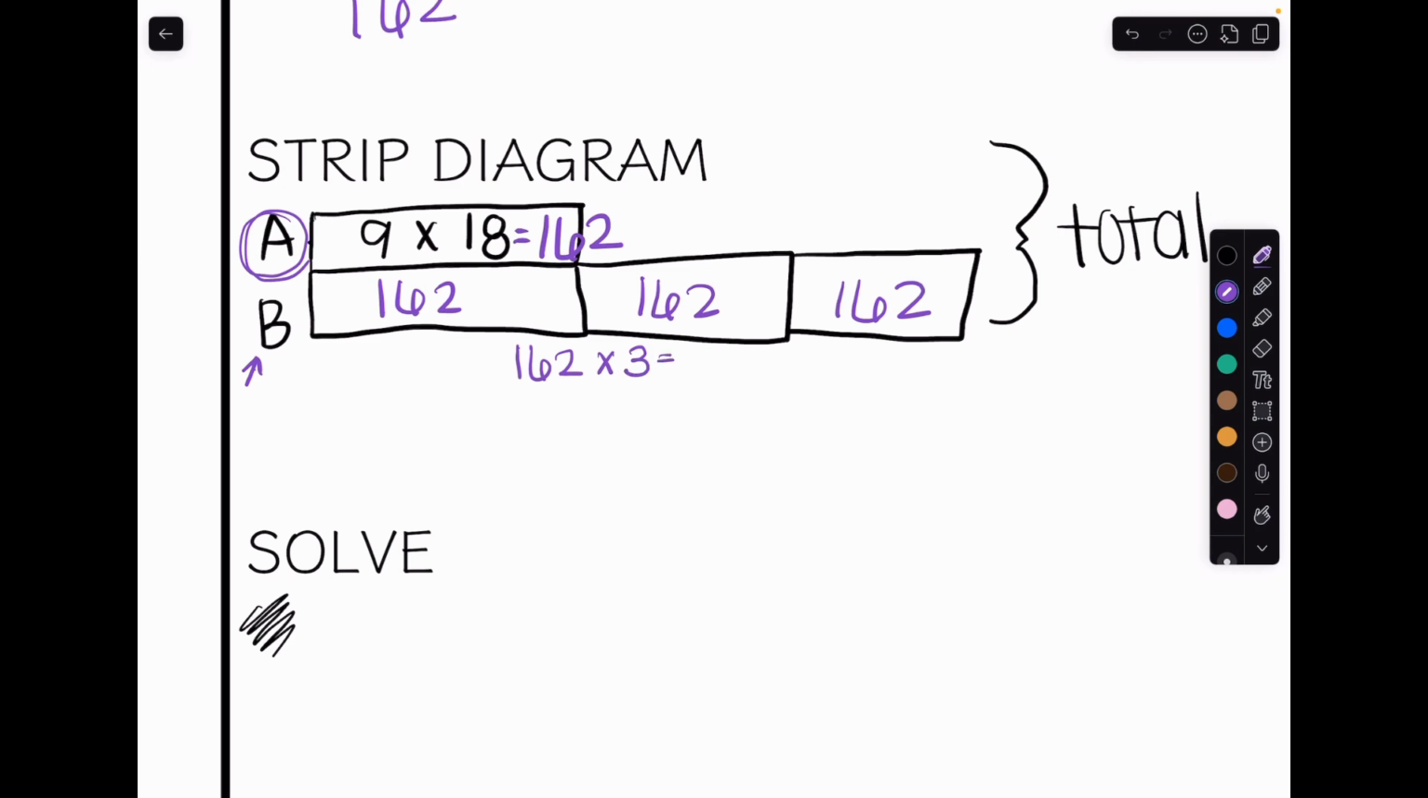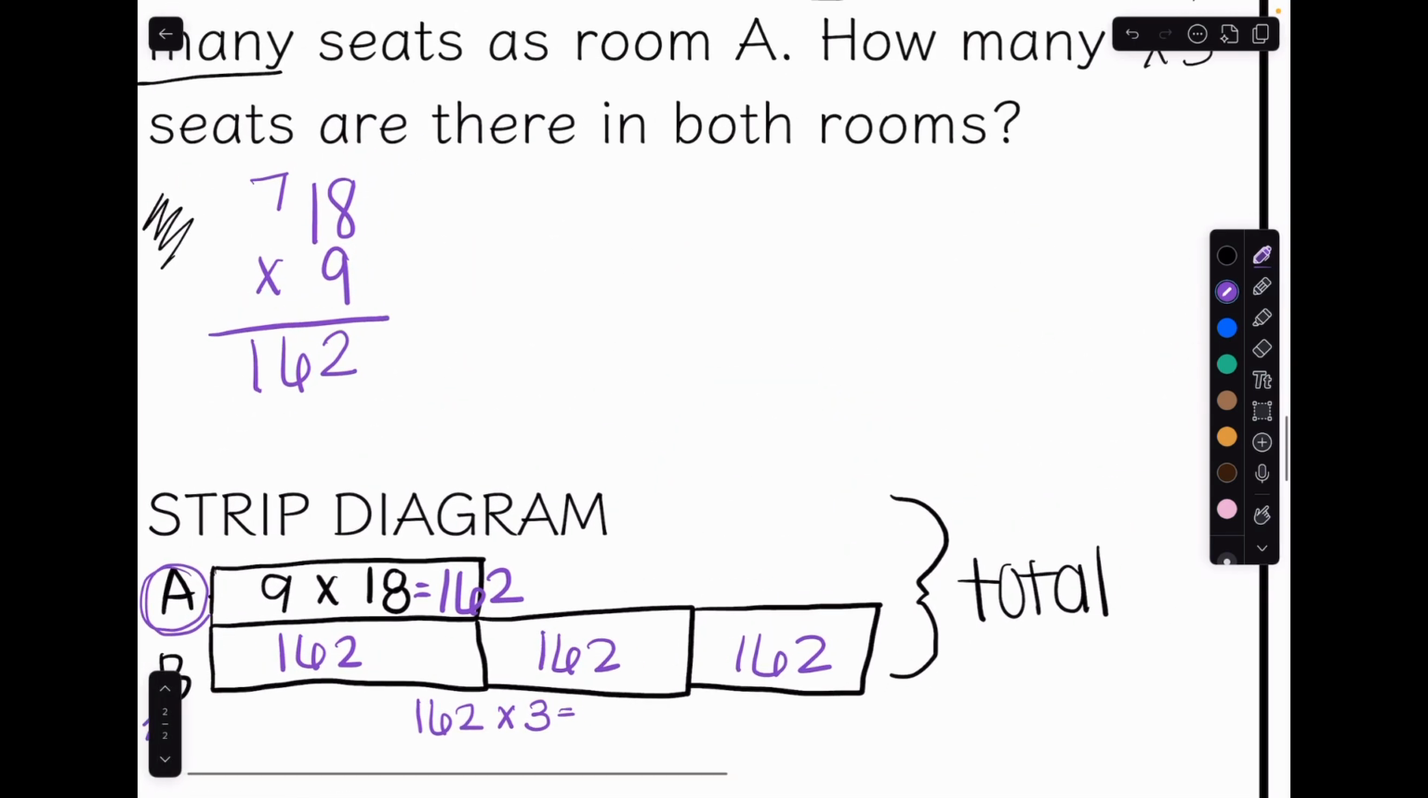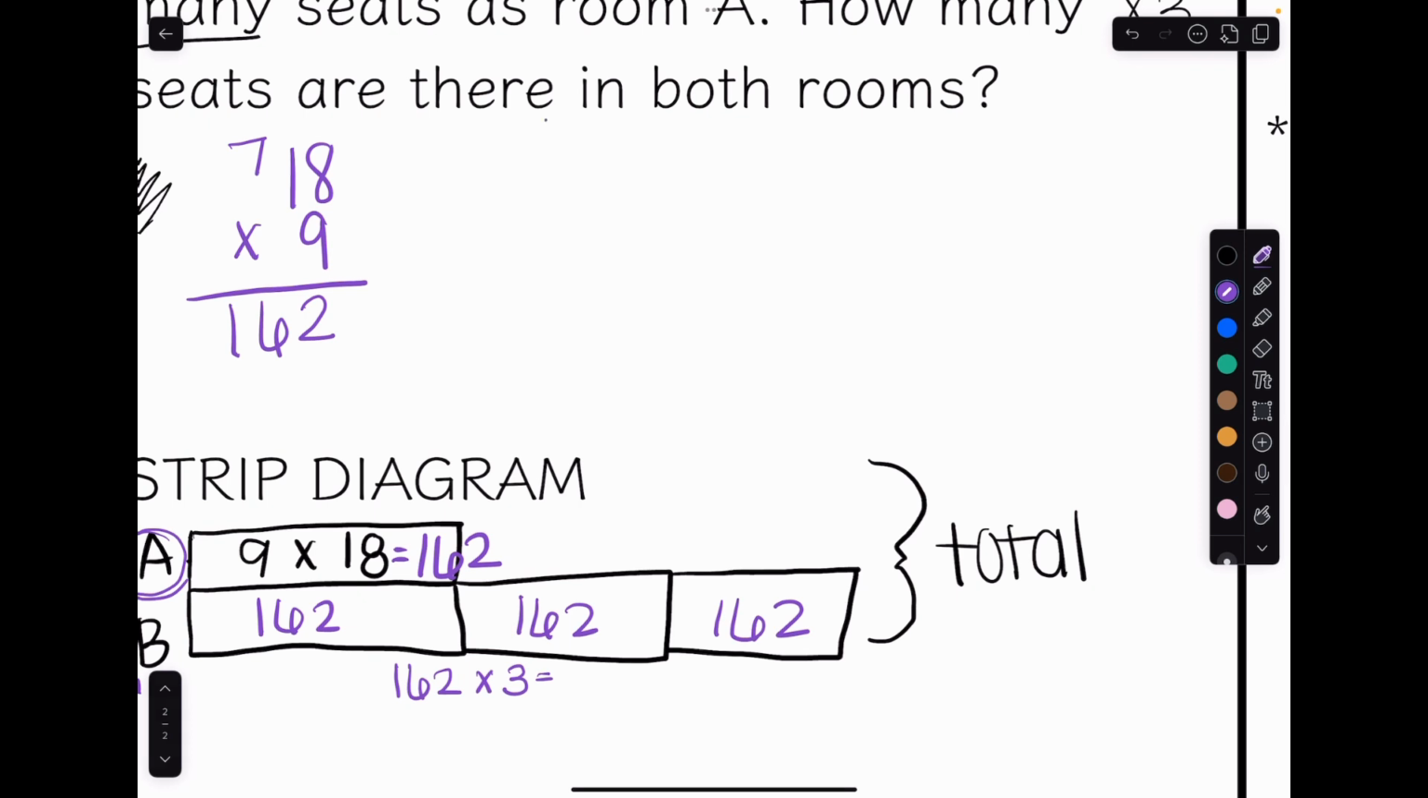All right. I'm going to come up here and do that work again. And I'm just using the standard algorithm for time's sake. But again, if they still want to use the area model, that's fine. And they can just go up to the previous question to remember the steps and strategies. So we have 162 times 3.